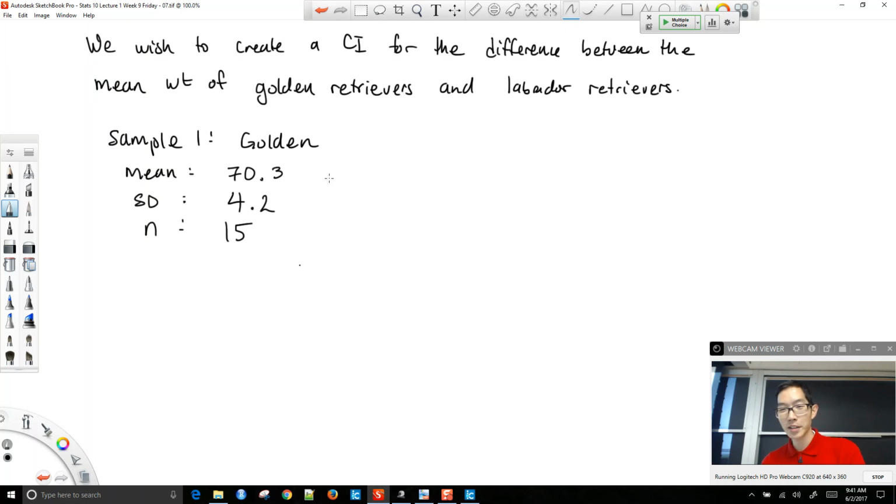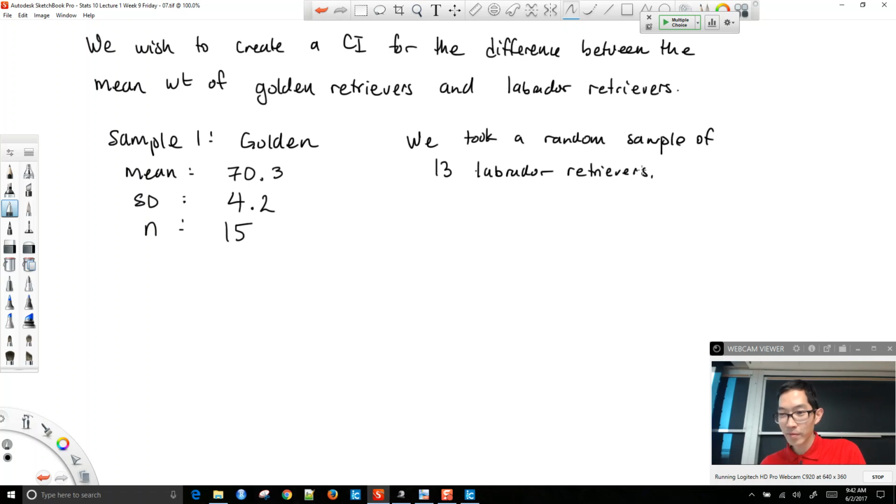I guess I'm kind of making it too easy. Probably your values will come in text form, okay? And I'll just do this for the other side, but it's easy, right? So we'll say we took a random sample, let's say of 13 Labrador retrievers. The mean weight in this sample is, oops, the average weight of a Labrador retriever.